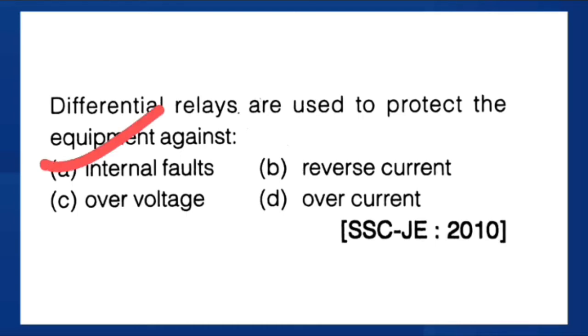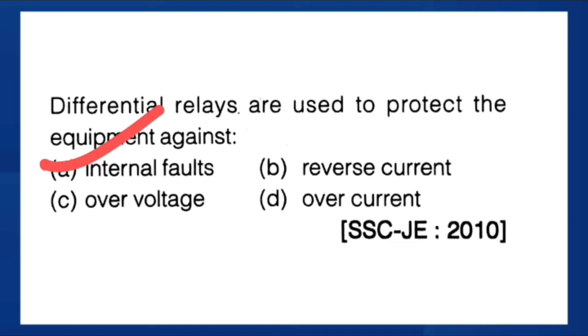Differential relay is a relay which operates when the phase difference of two or more similar electrical quantities like current, voltage exceeds a predetermined value. So differential relay is only for internal fault.